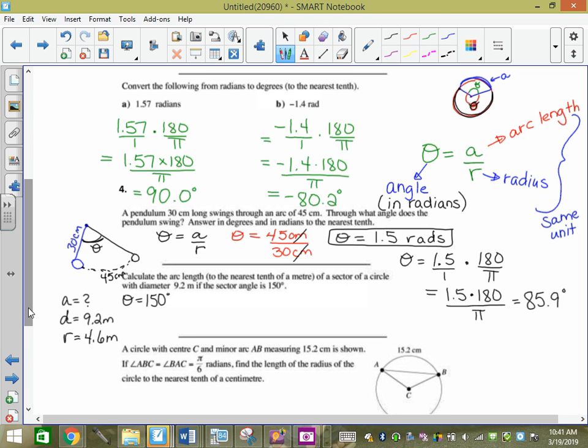Okay, so we want degrees to radians. Dr. Pot, degrees to radians, pi on top. So we're going to do 150 pi divided by 180. We can reduce the fraction. What does the fraction become? 5 pi over 6?